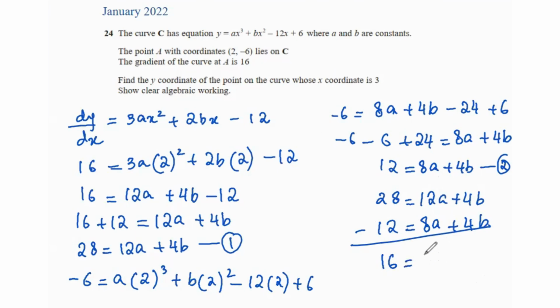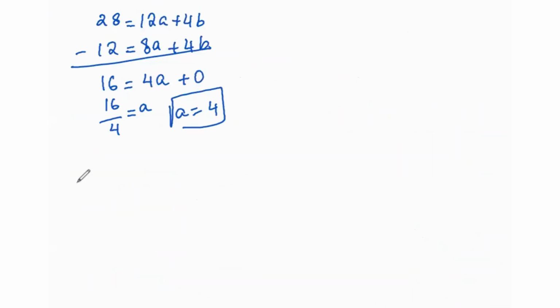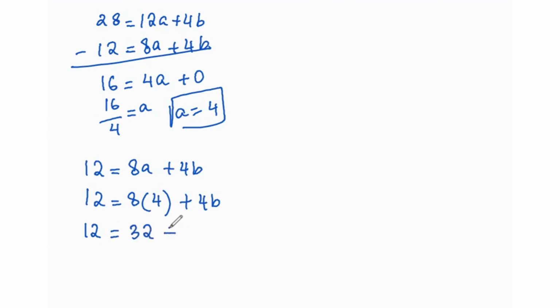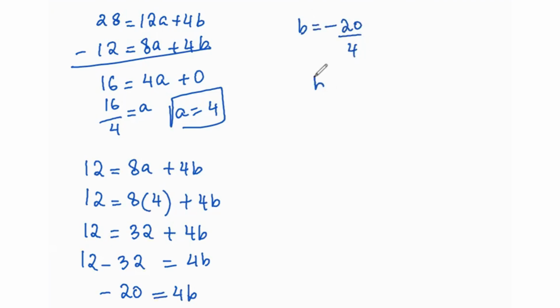12a minus 8a is 4a, and 4b minus 4b is 0, which means 16 over 4 is going to be a, and a is going to be 4. Now, using this value of a, we're going to find the value of b. So let's substitute a equals 4 in either of the equations. I'm going to choose the second one. 12 equals 8a plus 4b. 12 equals 8 times 4 plus 4b. 12 equals 32 plus 4b. 12 minus 32 equals 4b, which is negative 20. Which means b is going to be negative 20 over 4, and that's negative 5.